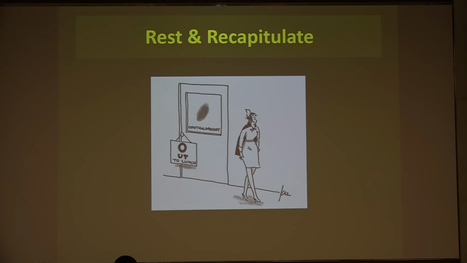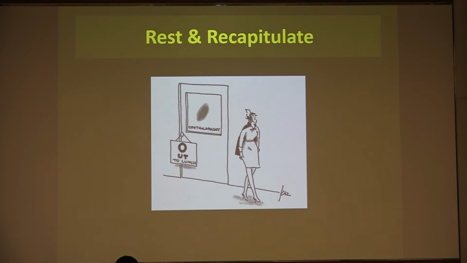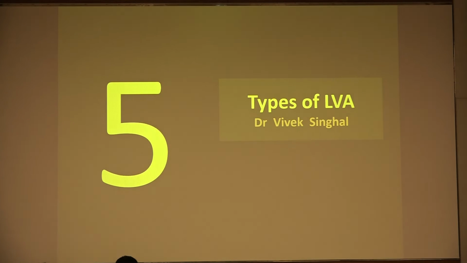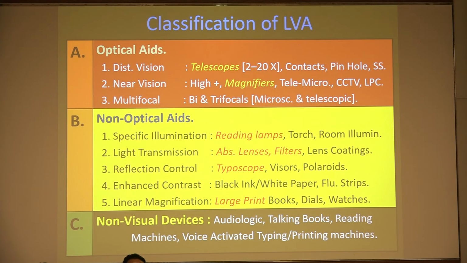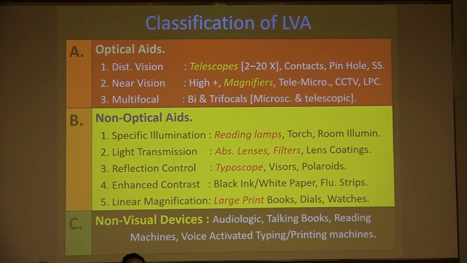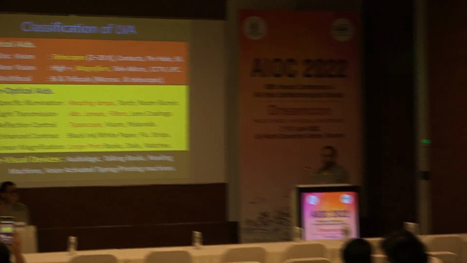So here we'll take a rest and we'll summarize what the situation is before moving on to our next presentation, that is, what do we have with us. After assessing, we will have a look at our armamentarium to fight this long battle. So here is the list of all the weaponry we have, which can be classified as optical aids, non-optical aids and non-visual devices. You can take a photograph of this list if you want.